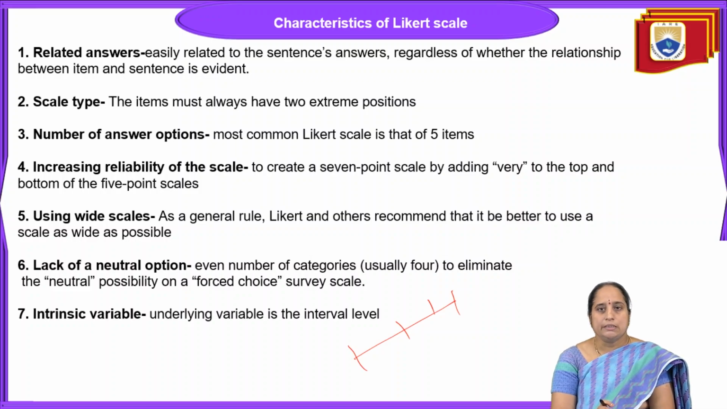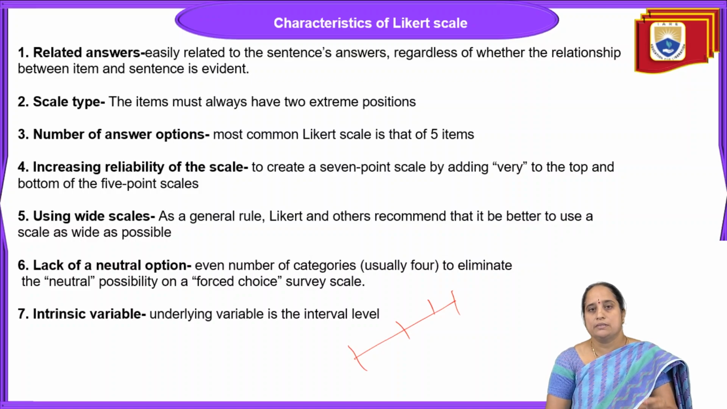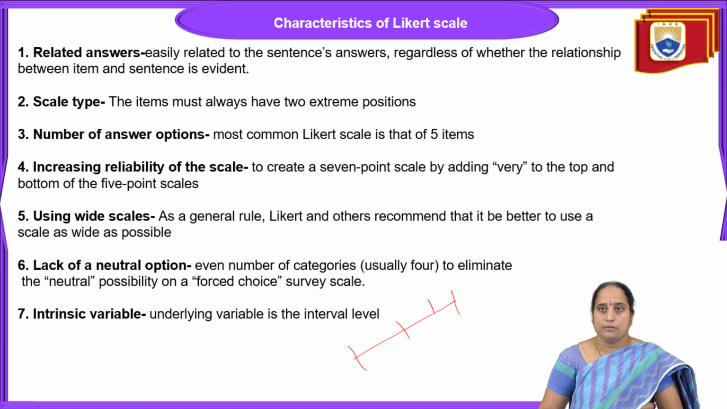And next one is intrinsic variable. Underlying is the interval level, how you are going to divide the entire scale into how many options or choices. So that has to be decided by the researcher, what type of Likert scale has to be incorporated in his research study. So it depends upon the type of research and the researcher's choice.